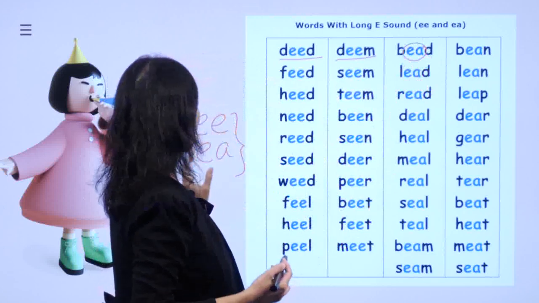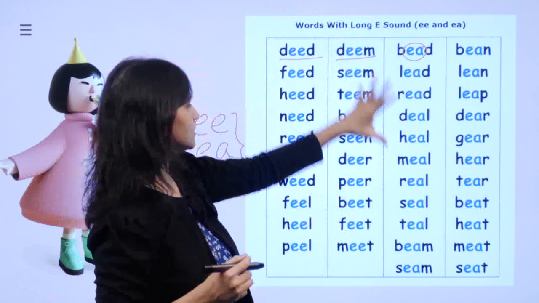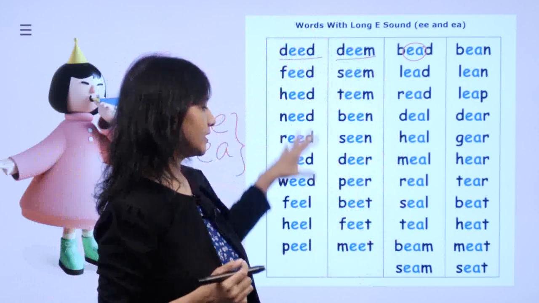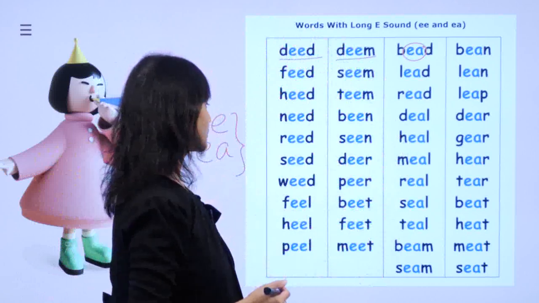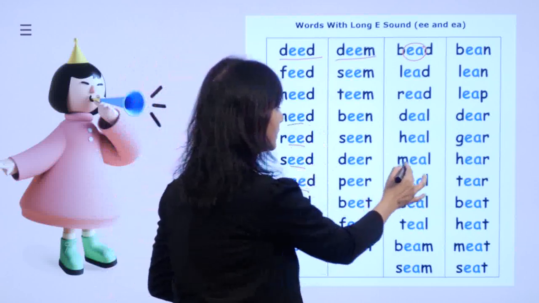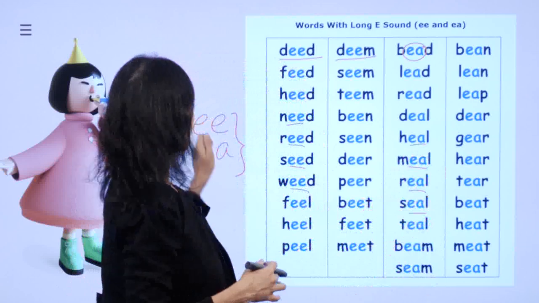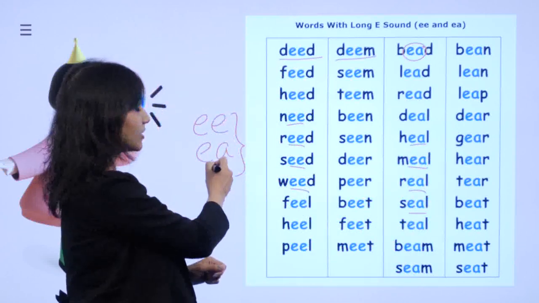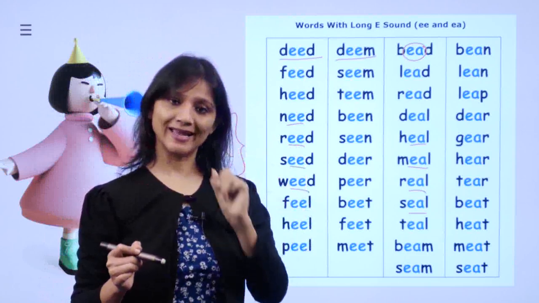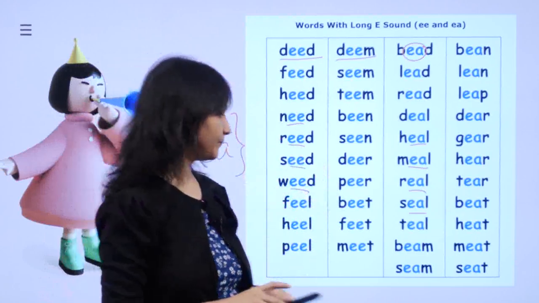So E E and E A have the same sound of E. And all these are the words. Okay, we will see later how to form these words. But what I'm trying to say is all these words have either E E or E A. The sound of E E or E A is E. The sound of A is A. The sound of E E or E A is E.